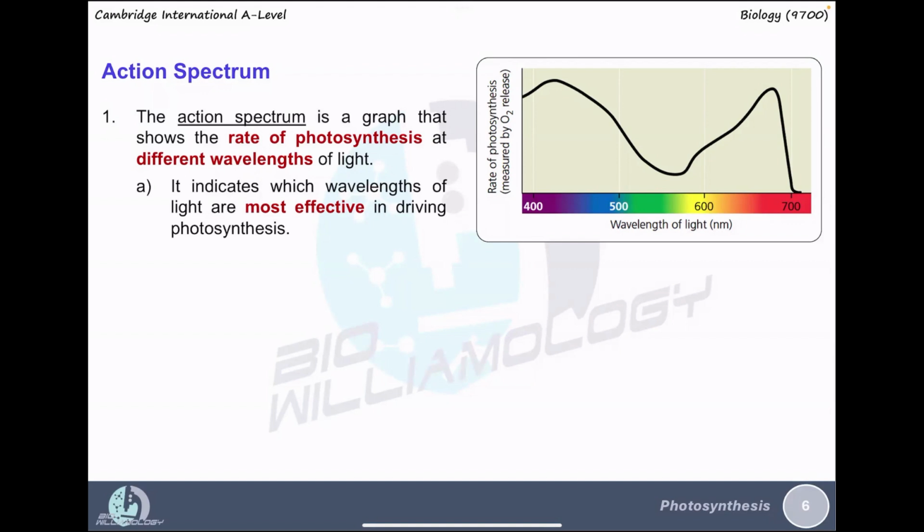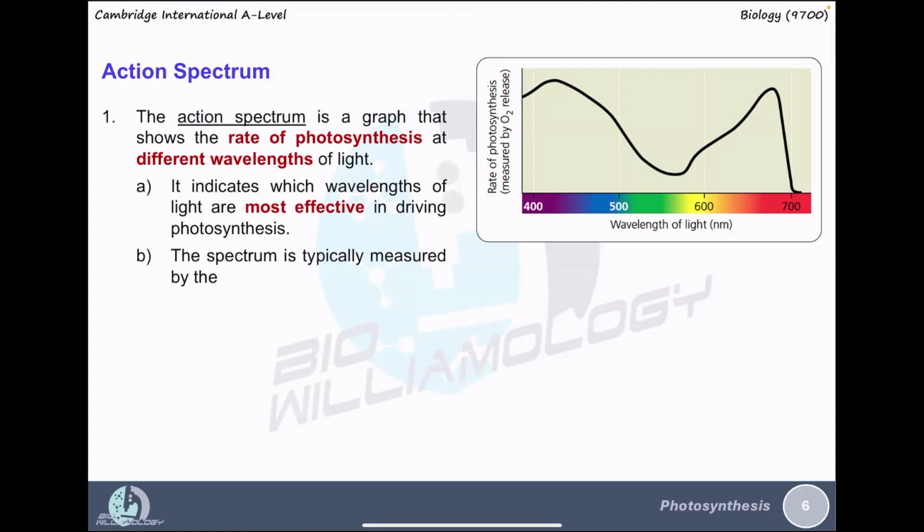So we can have a plant carry out photosynthesis. We can measure the rate of photosynthesis by measuring how much O2 is released per unit time or how much CO2 is used up per unit time. So we can subject the plant to different wavelengths. We can start with 400 all the way to 700. At each wavelength, we can calculate the rate of photosynthesis and plot this action spectrum.